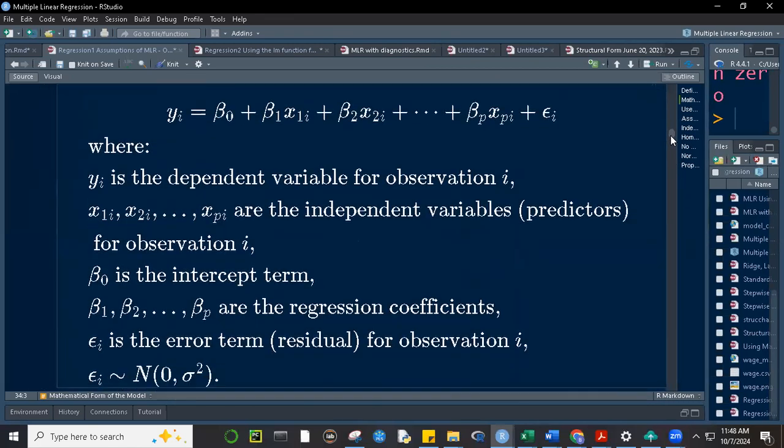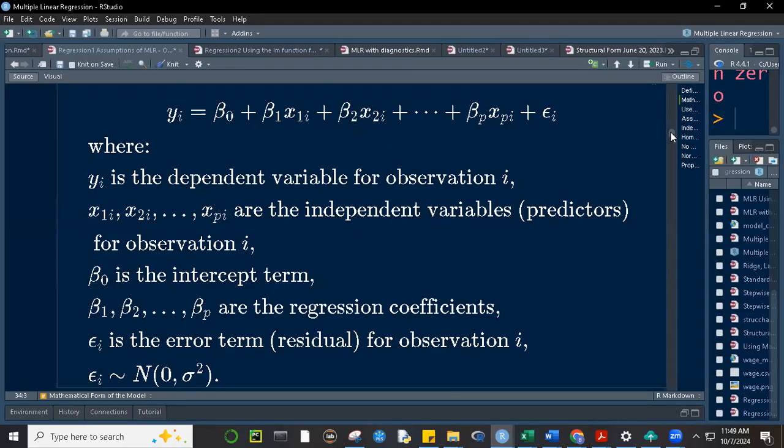So if we were using the wage data set, this will be our hourly wage. Our beta null will be our intercept. This will be our constant. Beta 1 times education, beta 2 times number of dependents, etc. So we have 7 predictors. Now, how do you solve for this? How do you solve for beta null, beta 1, beta 2, beta 3, etc.?